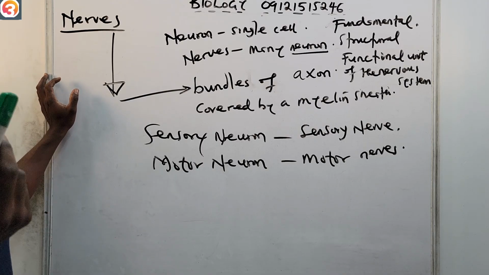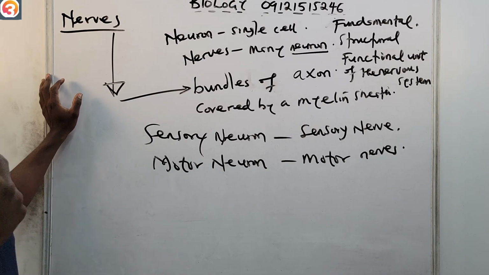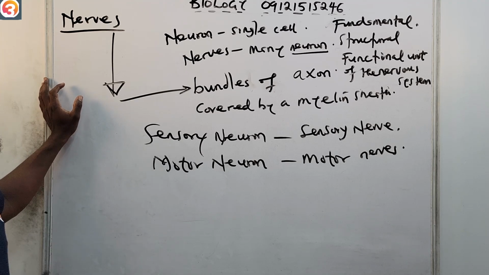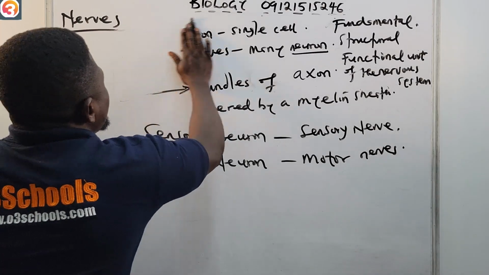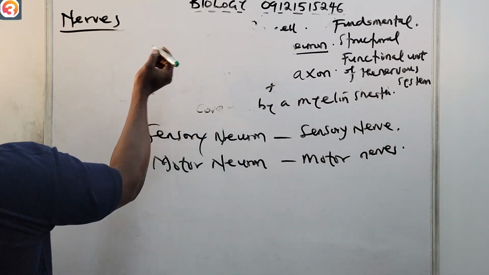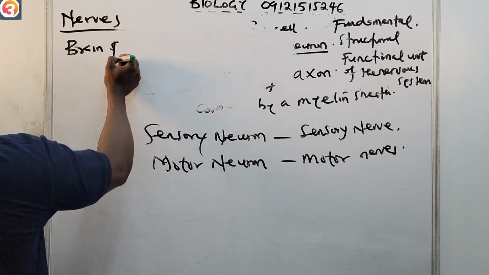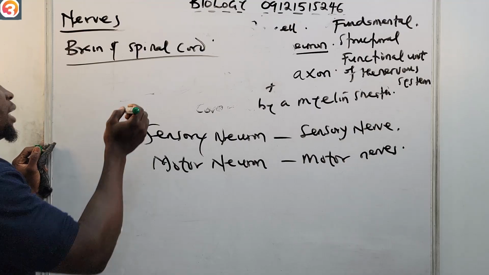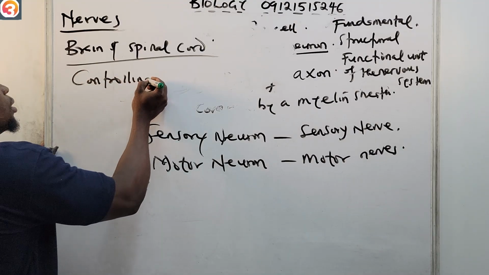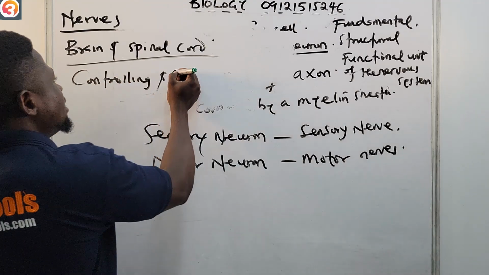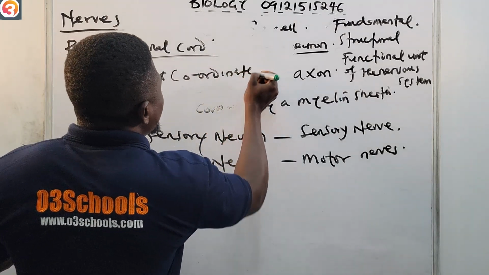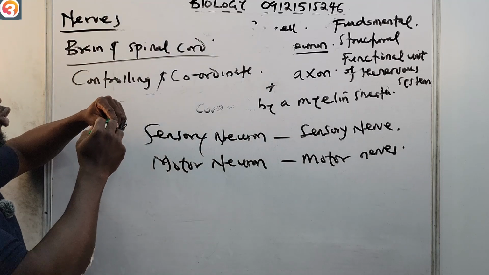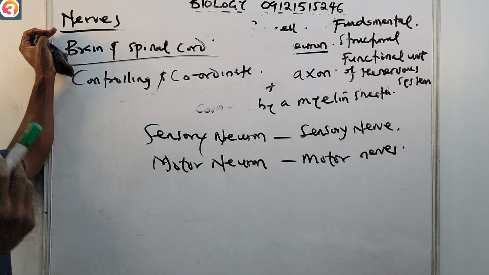Our brain and our spinal cord are only there for control. They are responsible for controlling the activities. So the brain and spinal cord are responsible for controlling and also coordinating various activities.